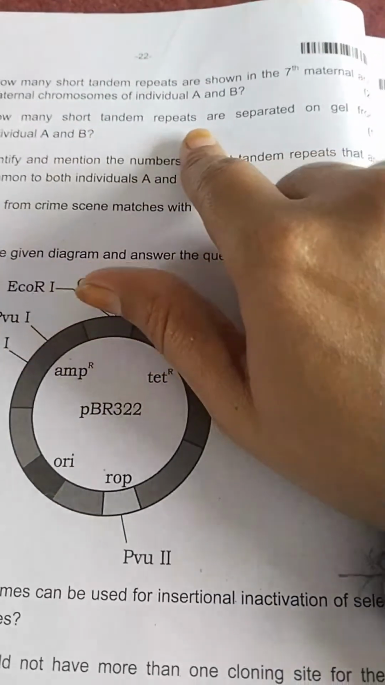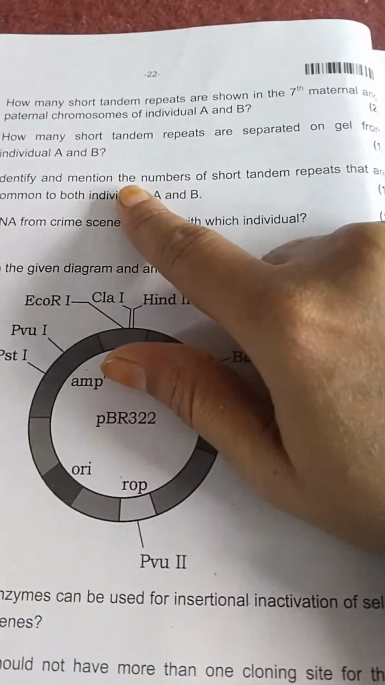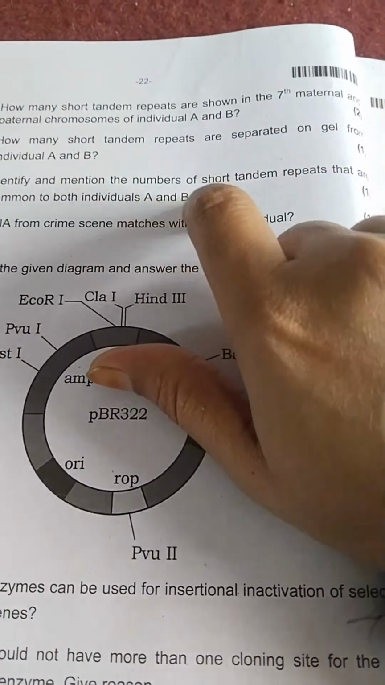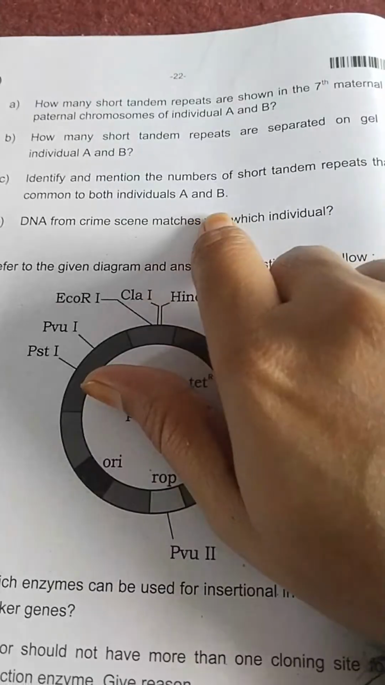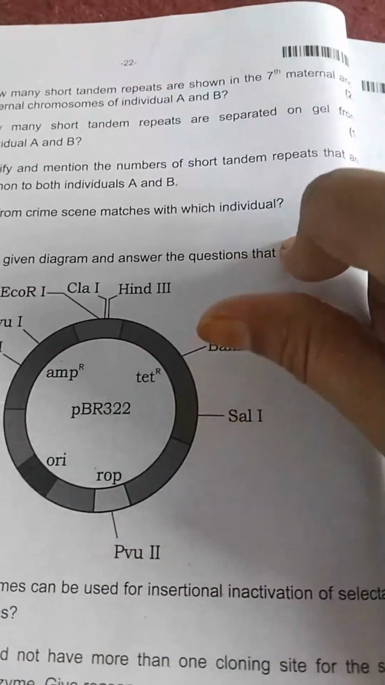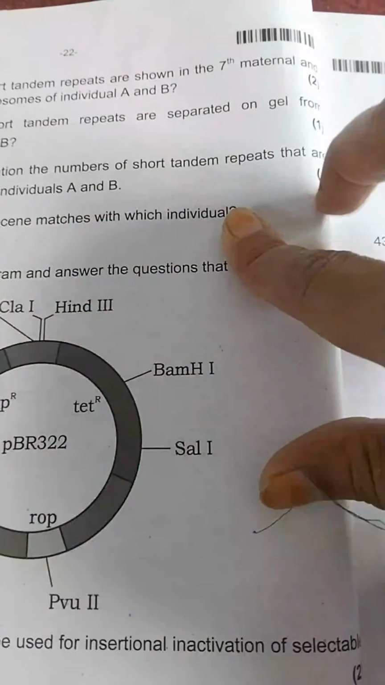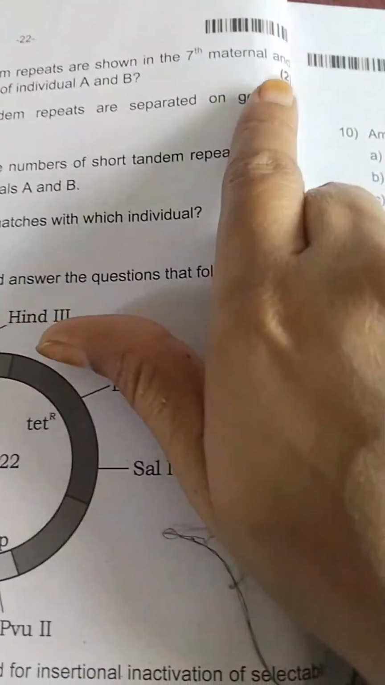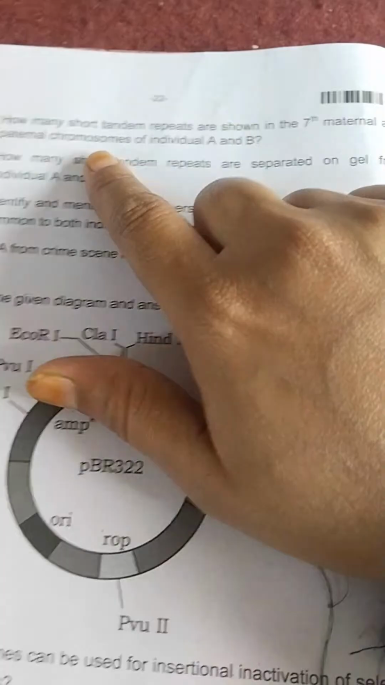How many short tandem repeats are separated on gel from individual A and B? Identify and mention the number of short tandem repeats that are common to both individual A and B. DNA from the crime scene matches with which individual? Each question carries 1 mark, but one carries 2 marks, because 2 questions are merged here, paternal as well as maternal, and we need to mention both.